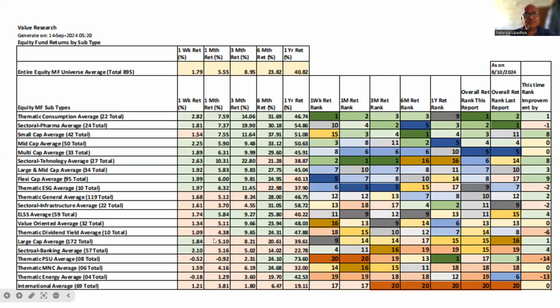Next, large cap funds, green in the last 1 week, otherwise red in all other timelines. A ranking of 15. It used to be 16, so there is an improvement by 1 point.